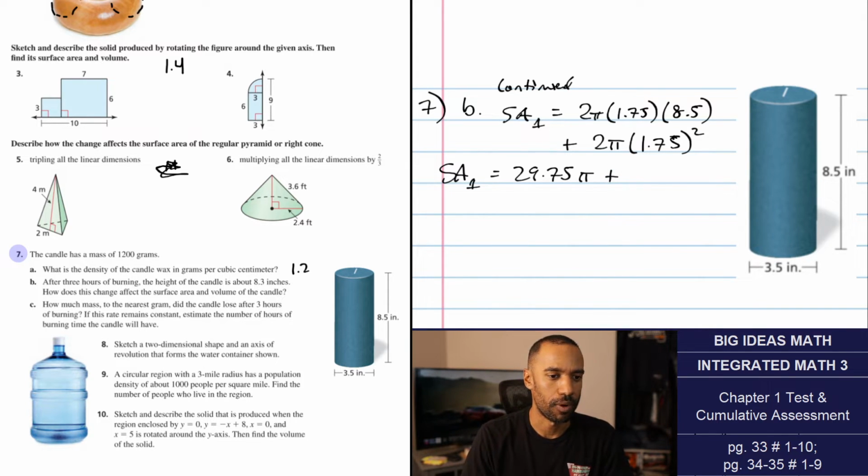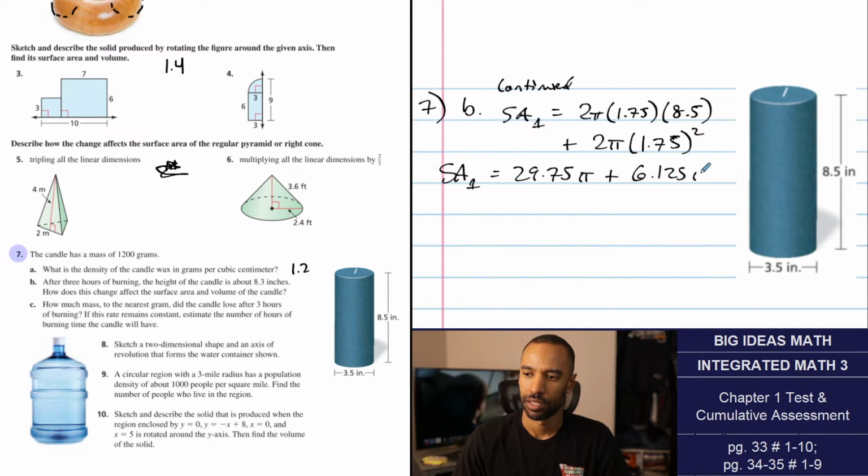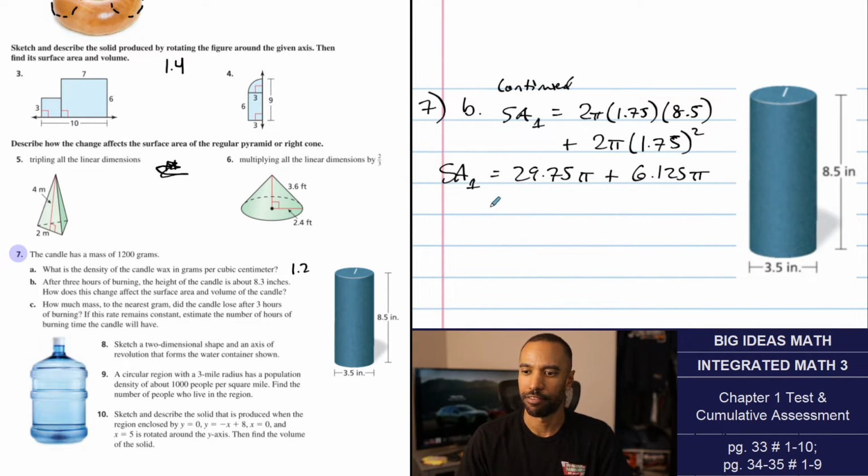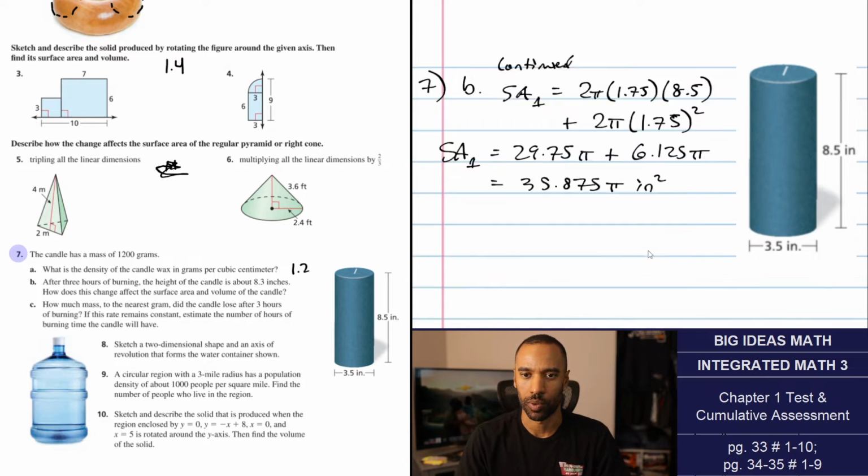Plus, and then I got 1.75 squared times 2, 6.125 pi. So add those together. I get 35.875 pi, that is square inches of original object 1 surface area.